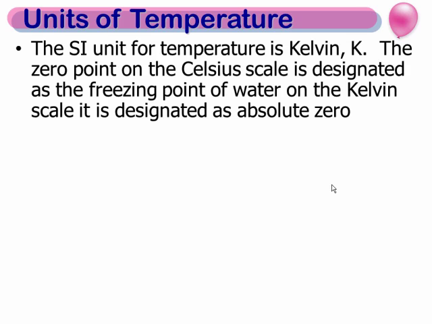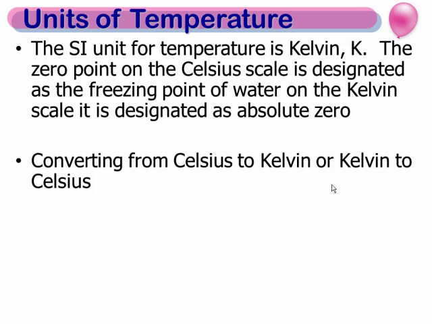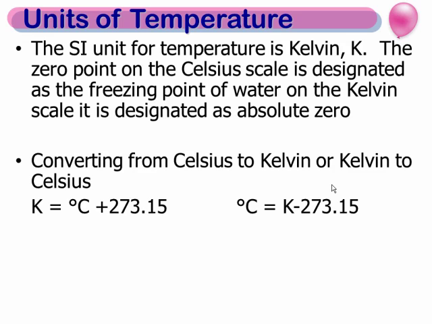So let's talk about how we convert from Celsius to Kelvin. If I want to know the Kelvin temperature, we're going to add 273.15. And if I want to know the Celsius temperature, we're going to subtract 273.15 from the Kelvin temperature. Again, equations you're going to need to know for the test.